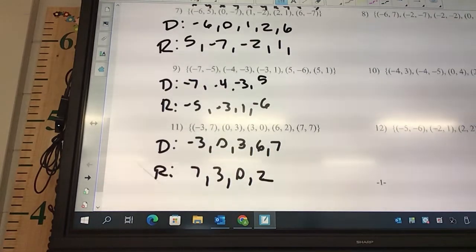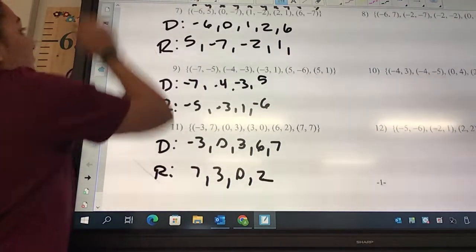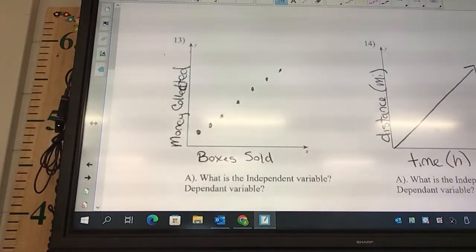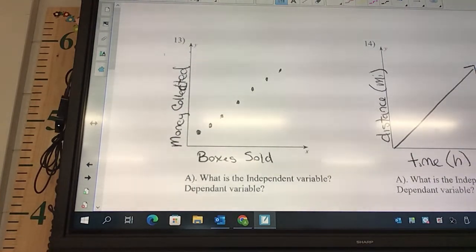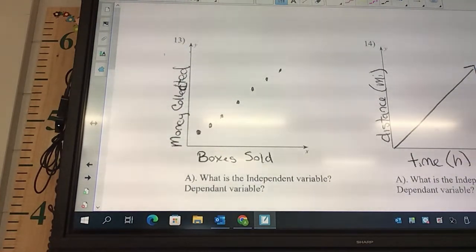Can I scroll? Yeah. Okay, the next section on here, this is representing relations all in one, okay? And there's a few more vocab words on here.